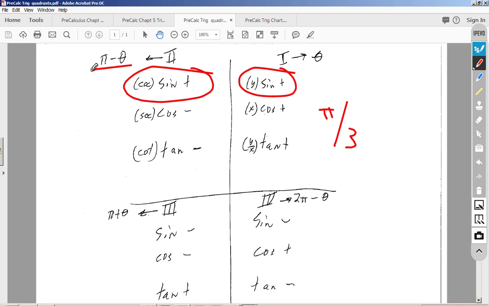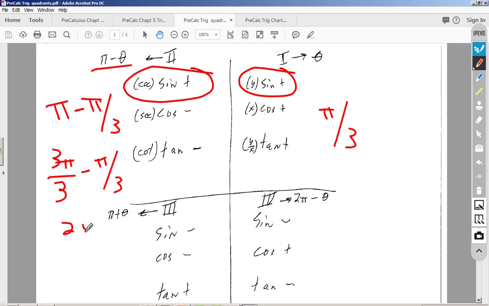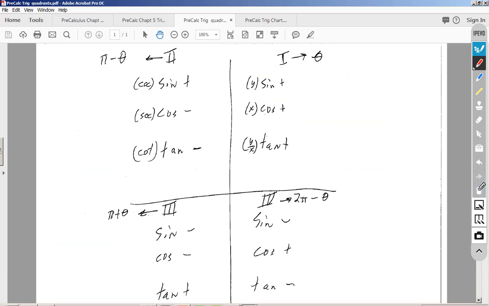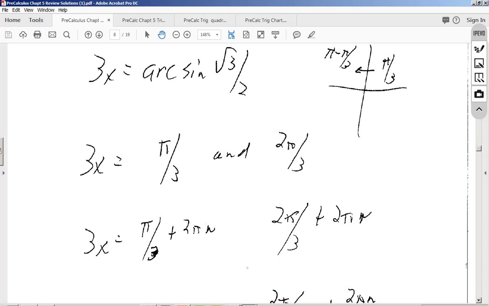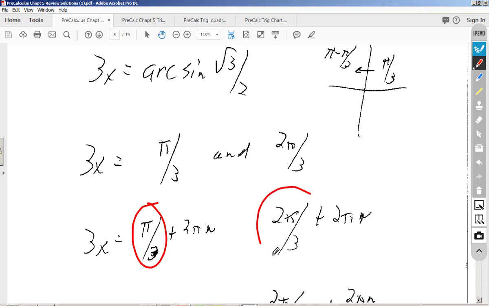So I'm going to take pi minus this to find my second answer. So pi minus pi over 3. So that's going to give me 3 pi over 3 minus pi over 3, which is going to give me that 2 pi over 3. So there's my two answers right there. Pi over 3 and 2 pi over 3. So I'm going to go back to my solution guide here. And you're going to notice here's my two answers. I've got pi over 3 and 2 pi over 3.